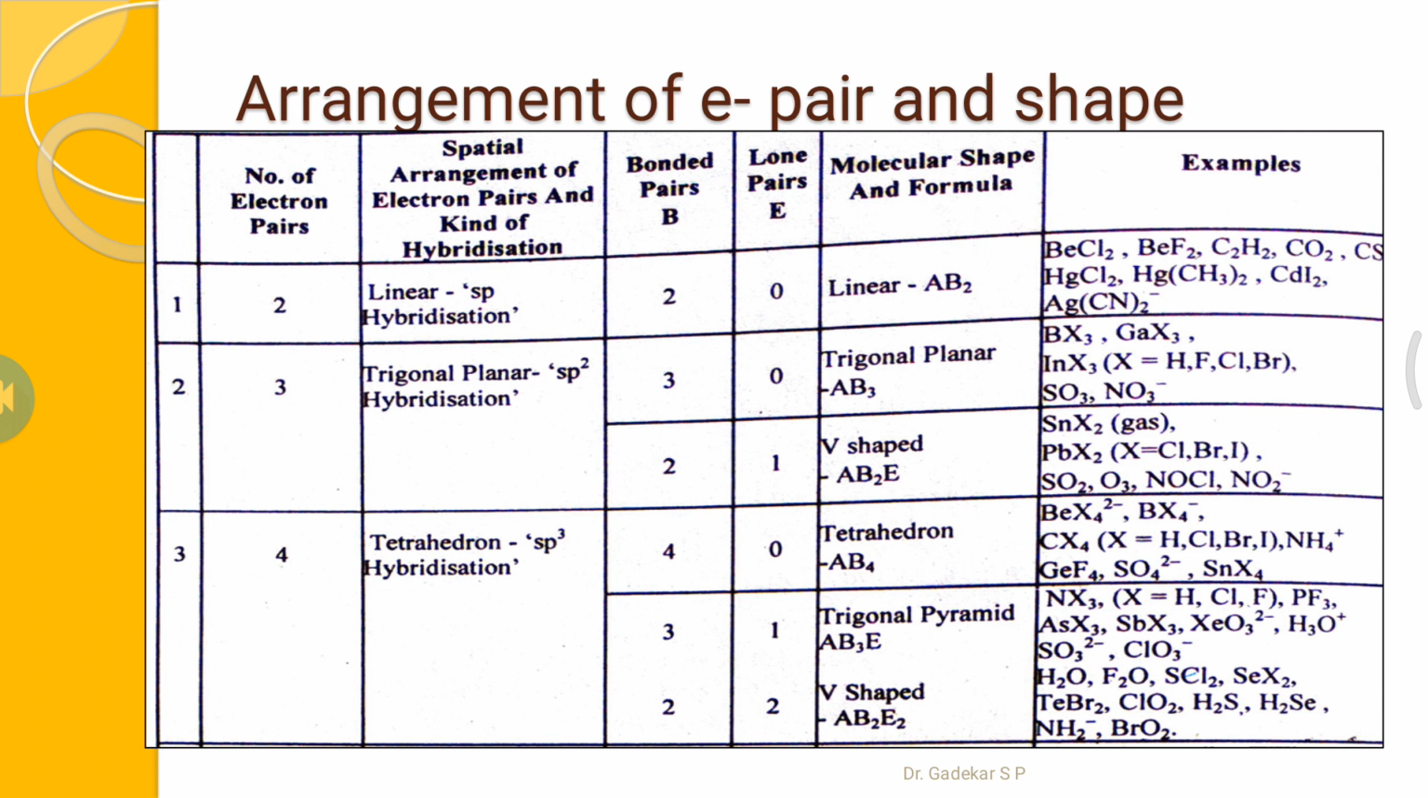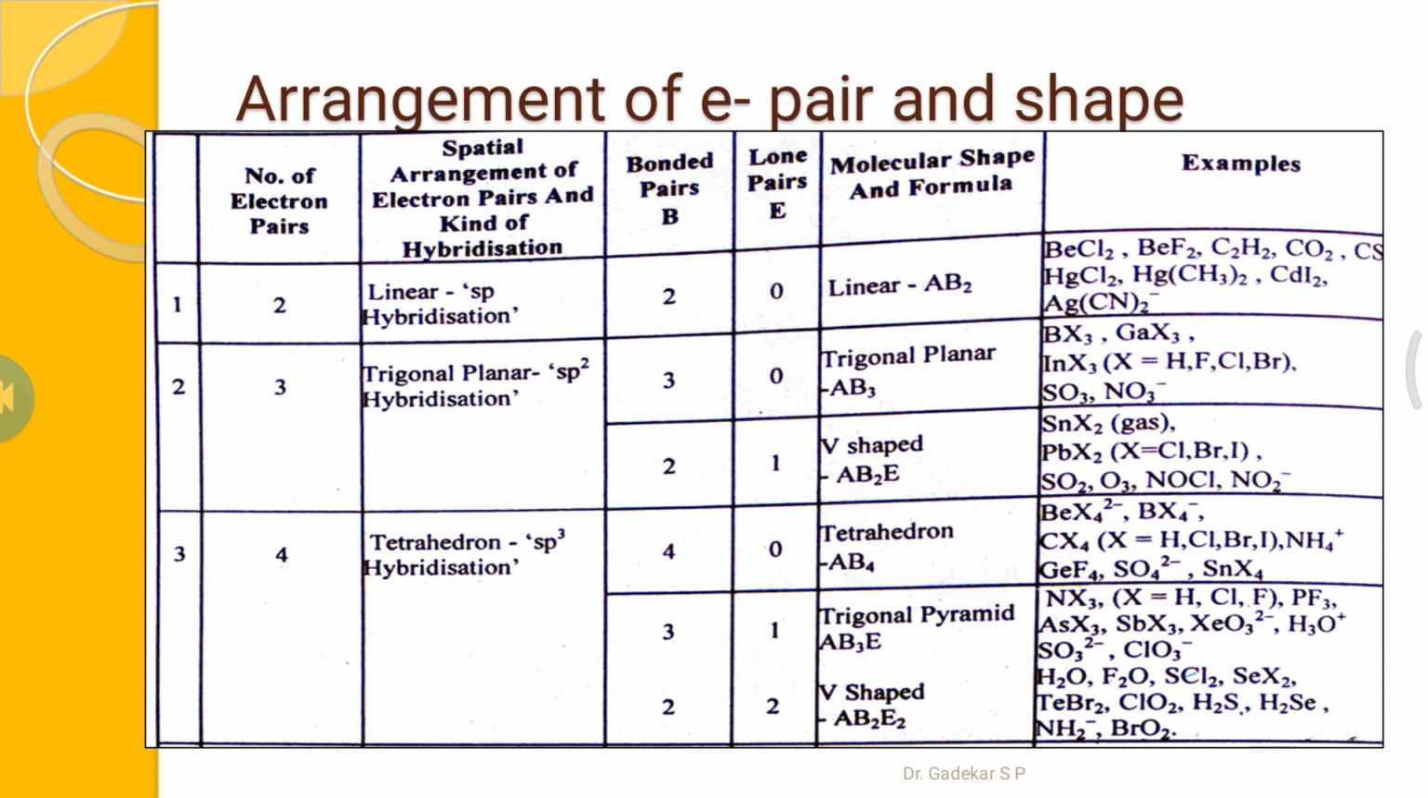Containing 3 electron pairs, the arrangement is trigonal planar with sp2 hybridization. There are 2 types of bonded electron pair situations. First is 3 bond pairs and 0 lone pairs. At that time the molecular shape is trigonal planar. Example: boron trichloride, gallium trihalides, etc.